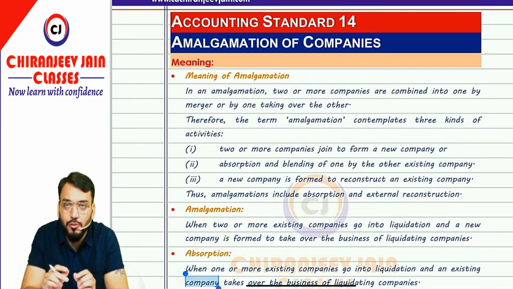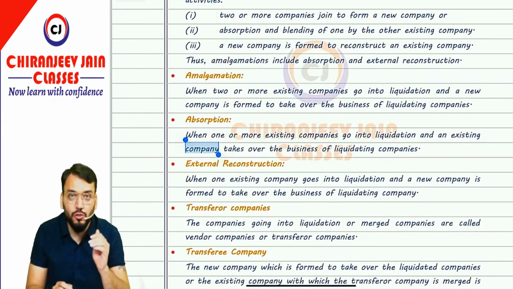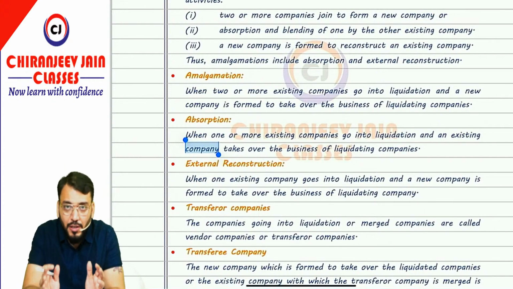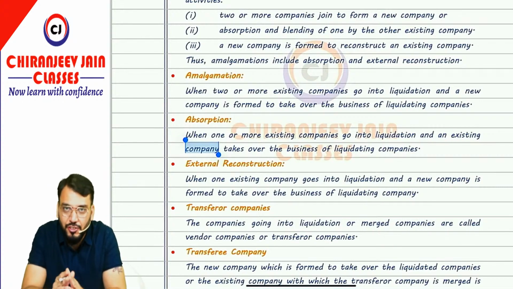First let me explain what actually is the difference between amalgamation, absorption and external reconstruction, so that from the question you can understand whether it is a question of amalgamation, absorption or external reconstruction. When I say amalgamation, when two or more than two companies join together to form a new company, then it is known as amalgamation, correct? The two or more companies which are joined are liquidated and a new company is formed to take over the business of the liquidating companies. This process is known as amalgamation, understood?